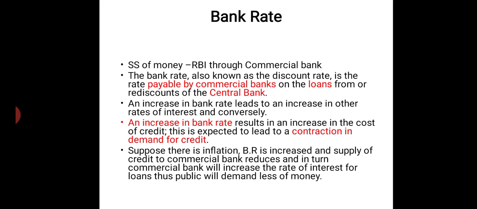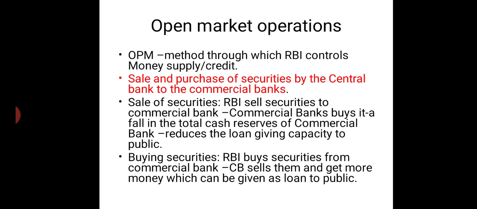The opposite will be the condition if there is deflation, or a deep depression where the economic condition is very bad and money supply has to be instilled into the economy. At that time, the bank rate will be reduced. When they reduce the bank rate, commercial banks find it very easy to get loans from the central bank. When they get loans easily, they will also reduce the rate of interest at which the general public gets loans. This we have already discussed; I'm just summarizing it. The next one is open market operation.